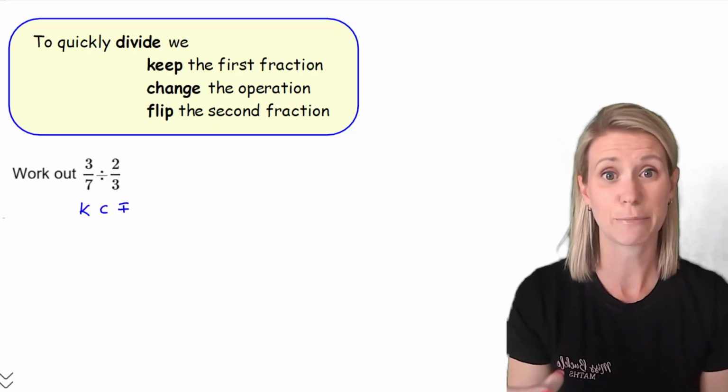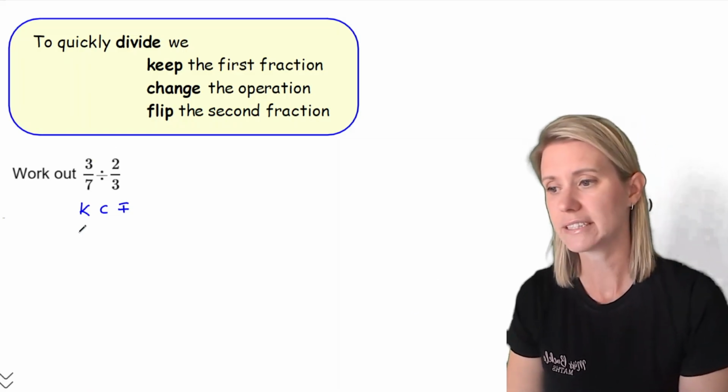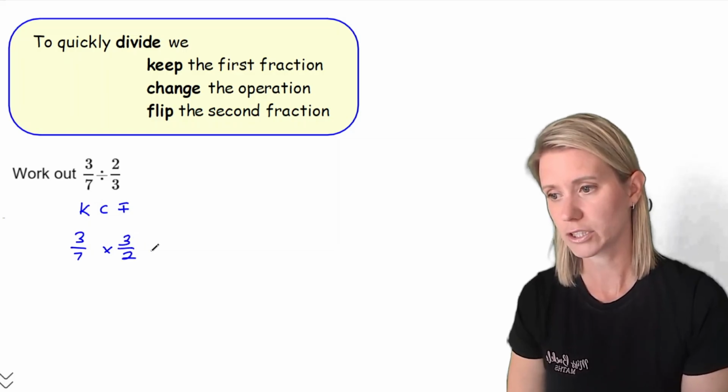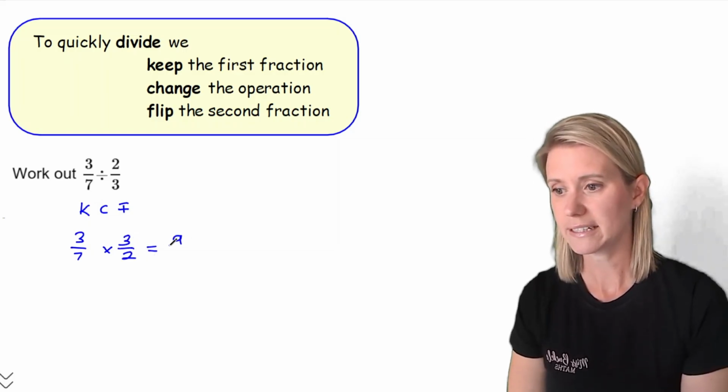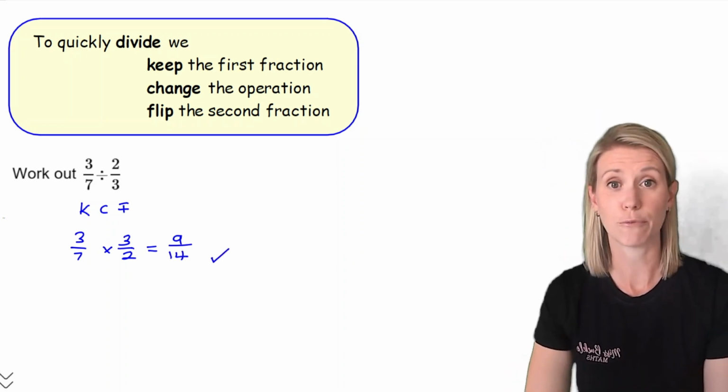And yes, it has to be the second fraction that you'll find the reciprocal of. It would not work the other way. 3/7, and we're timesing it by 3 over 2. 3 times 3 is 9, and 7 times 2 is 14. That answer is in its simplest form for your 1 mark.